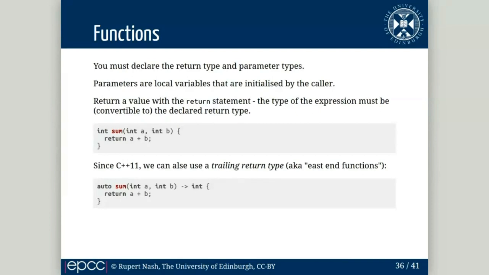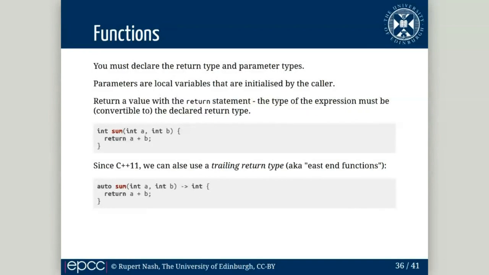Another thing that's important to note, when we talk about the return value, we use this return statement, hence the name return value. The type of the expression, in this one a plus b, has to be convertible to the declared return type. By that, we mean that the C++ compiler must be able to coerce, is the term we would use, or convert the result of the expression to this return type. In other words, if we had declared the return type as a float, it could convert from integer to a float.